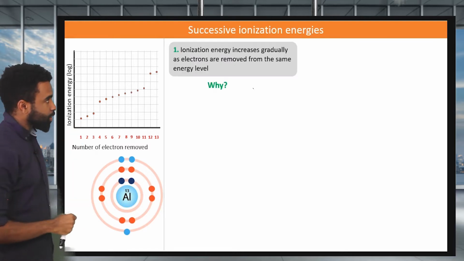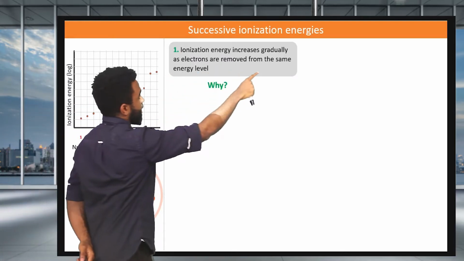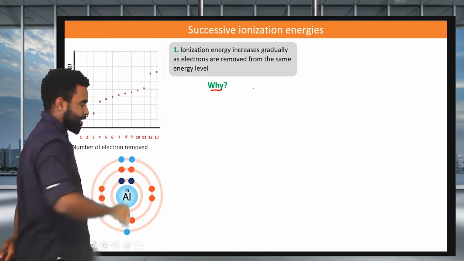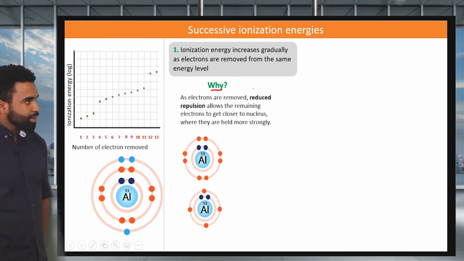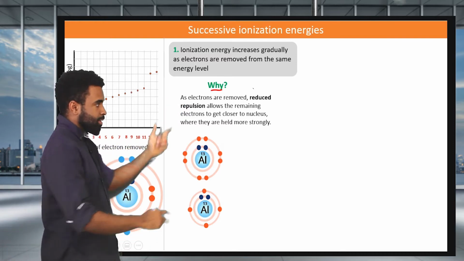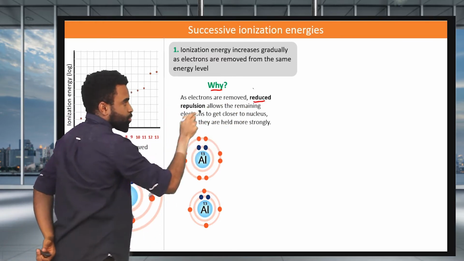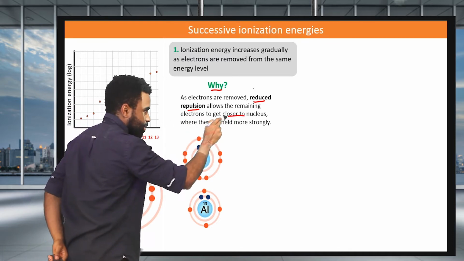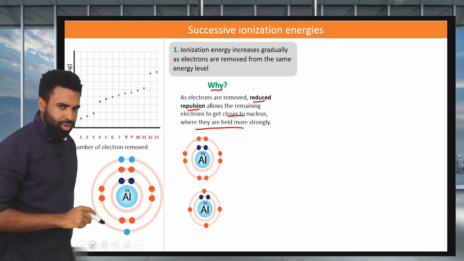Let's look at the first one. Ionization energy increases gradually as electrons are removed from the same energy level. Why is this the case? Here's the reason. As electrons are removed, we end up with reduced repulsion, and the reduced repulsion allows the remaining electrons to get closer to the nucleus, where they are held more strongly. What does that mean?